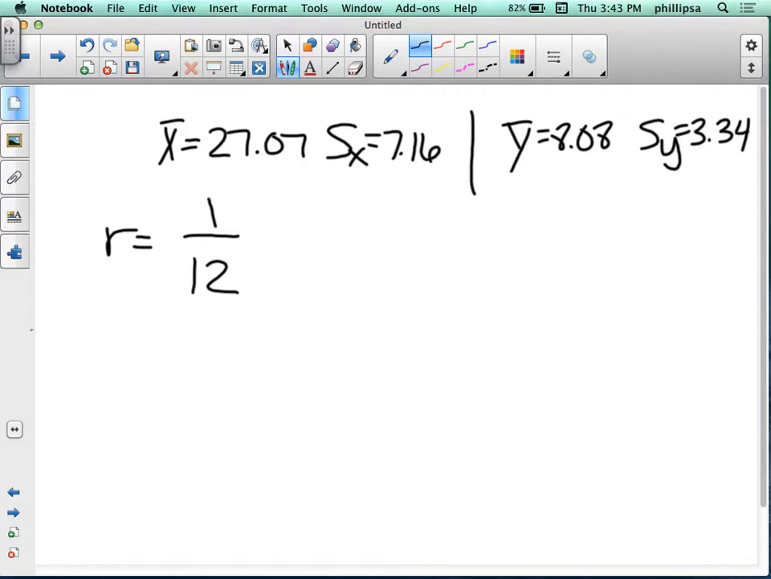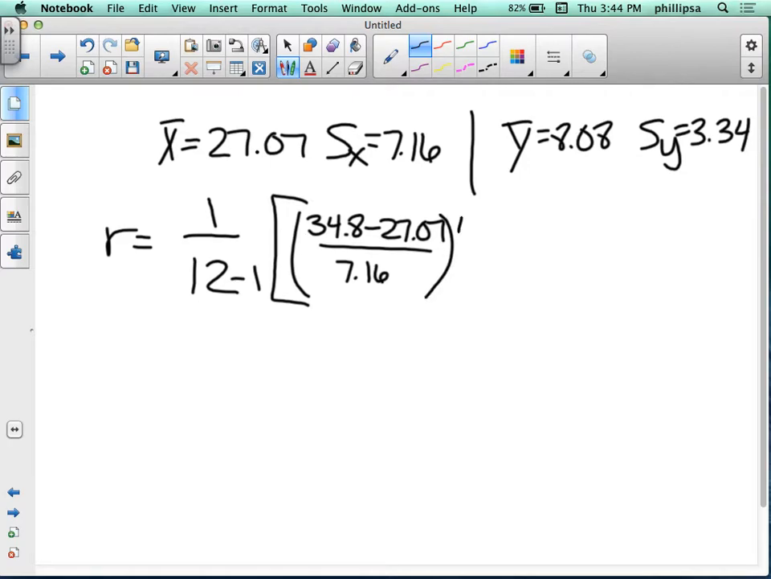1, 2, 3, 4, 5, 6, 7, 8, 9, 10, 11. Yep, I had 12. So that's the beginning part, my n minus 1. And then Alabama scored 34.8, a mean of 27.07, a standard deviation of 7.16. Alabama's wins: 12 minus its mean over its standard deviation.